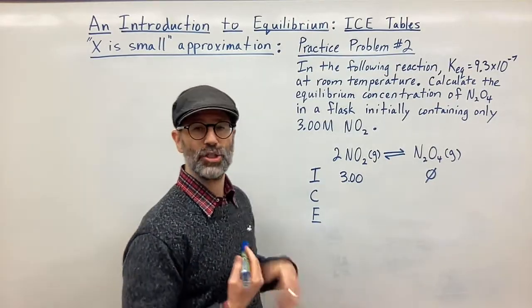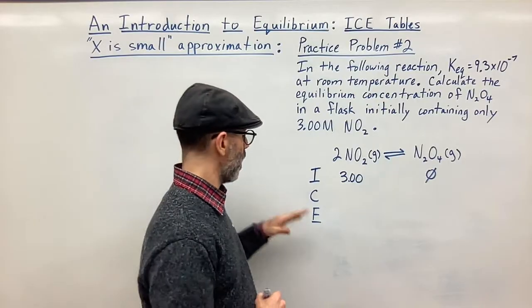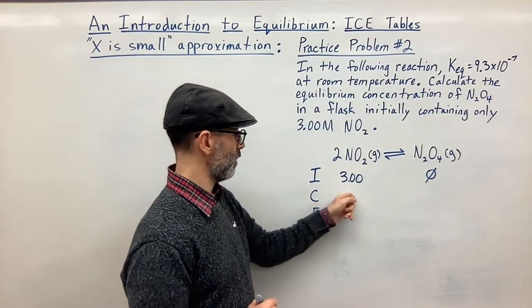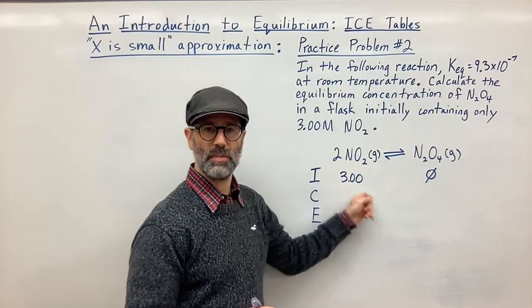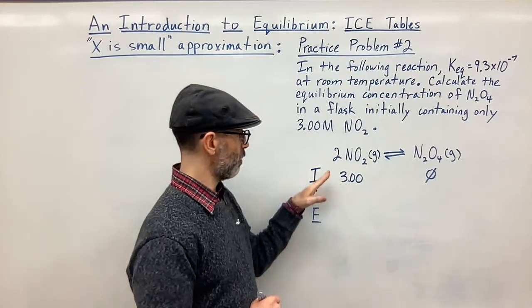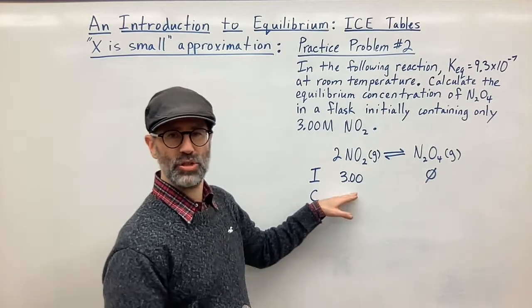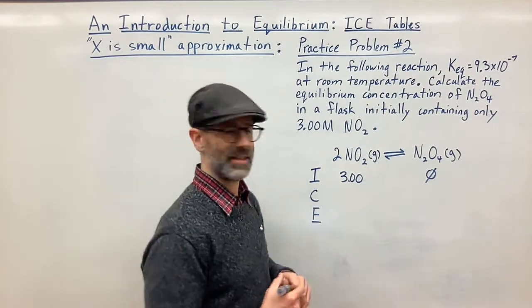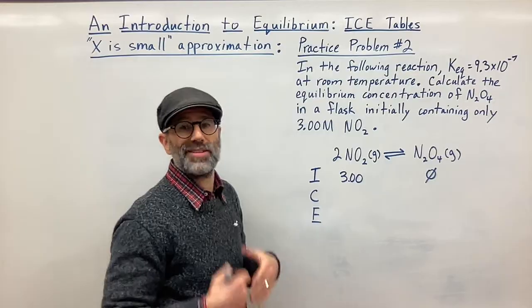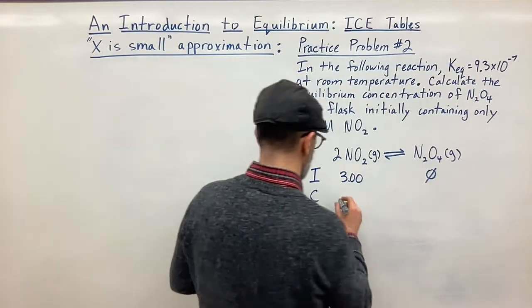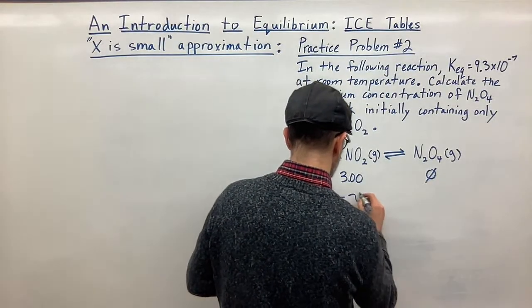That means our change, our X, is going to be negative here, so we're going to subtract a certain amount because some of our reactant is going to become product. So we're going to lose some here. We're going to call that X. How much did we lose? We lost an X amount. So we're going to subtract X from here.